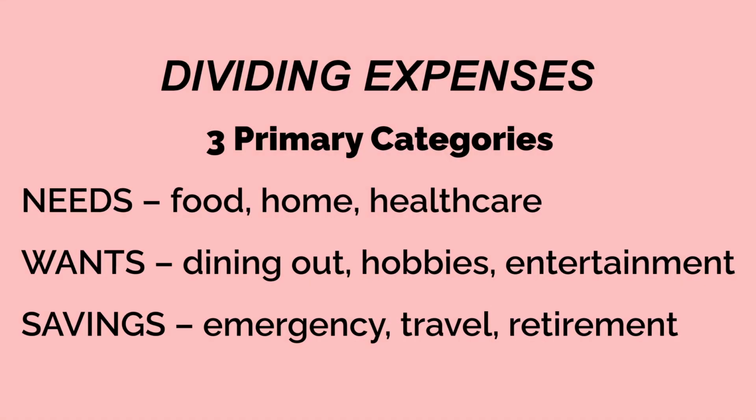Let's get started with dividing our expenses. We separated our expenses between fixed and variable in the first video and created a basic budget. Now we'll dig a little deeper and get more specific with our categories. There are 3 categories. Needs, those that are essential expenses like food, home, and healthcare. Wants, those are non-essential expenses like dining out, hobbies, and entertainment. And then there are saving expenses for emergencies, travel, and retirement.